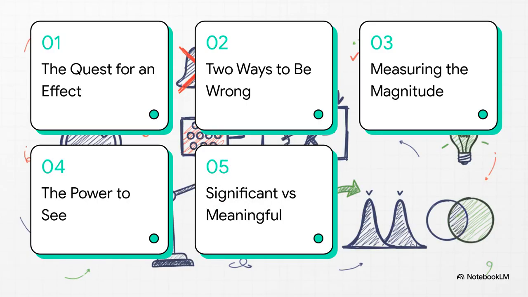All right, so here's how we're going to break this down. First, we'll look at the basic quest for finding an effect. Then, the pitfalls, the two big ways we can mess up. After that, we'll get into measuring the size of what we find and how to give our studies the power to actually see something. And we'll wrap it all up by figuring out the huge difference between significant and meaningful.